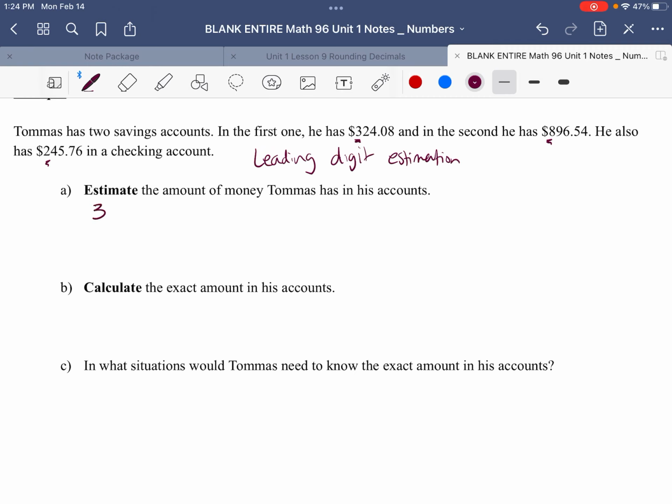So 324, that's going to round to 300. 896 is going to round to 900. And 245 is going to round to 200. Now 300 plus 900 plus 200, I can do that in my head, and that's $1,400.